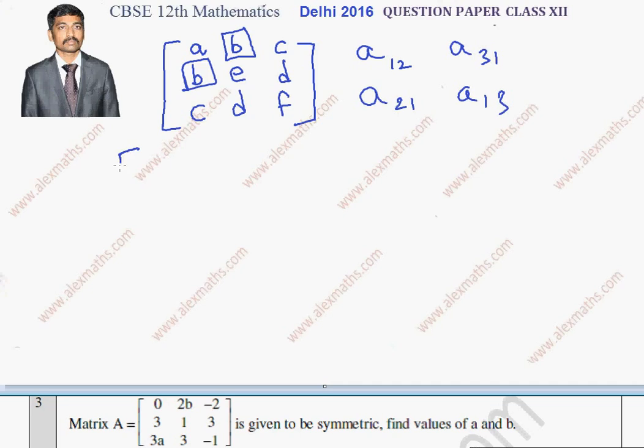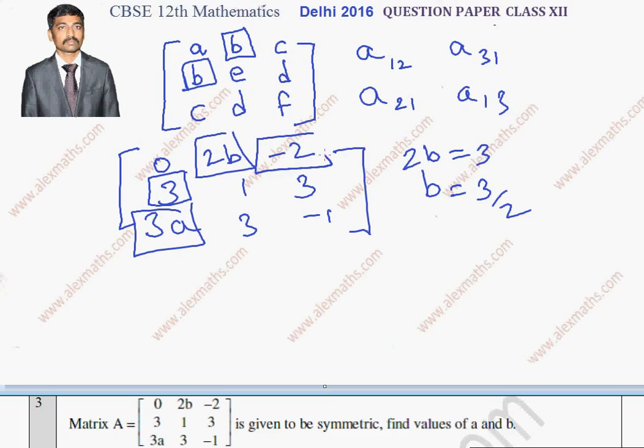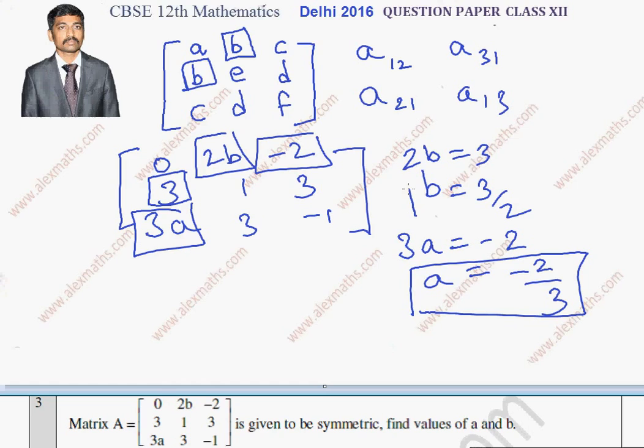Now in the given matrix 0, 2b, minus 2; 3, 1, 3; 3a, 3, minus 1. Since it is symmetric, we know these two should be same. So 2b equal to 3, that will give b is equal to 3 by 2. Similarly, these two should be same. So 3a equal to minus 2, so a is equal to minus 2 by 3. So the values of a and b are a is minus 2 by 3 and b is 3 by 2.